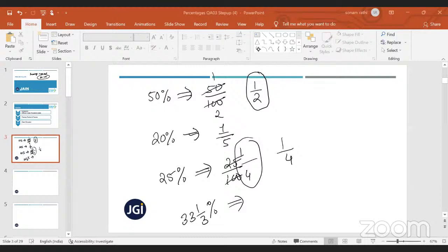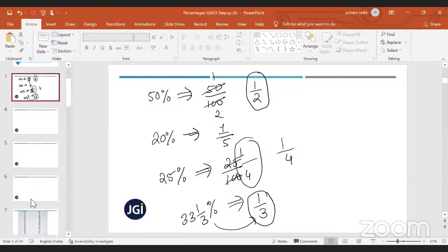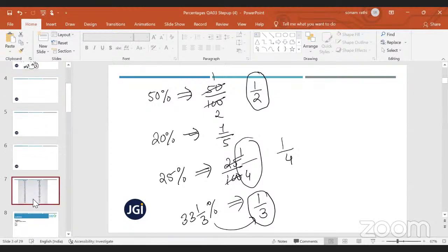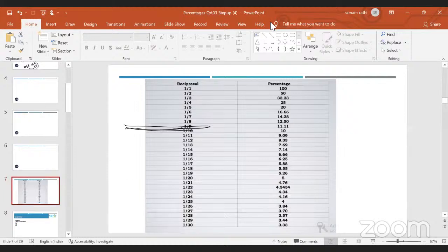33 1 by 3% is how much? Think again. 100 over 3. Correct? 100 over 3, or I can say 1 by 3. 1/3 of anything is 33.33%. So before getting into all of this, I want you to quickly note down these fractional values.